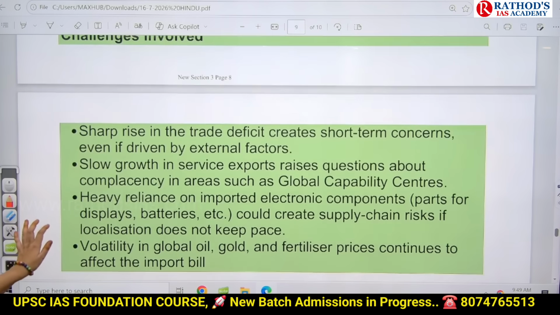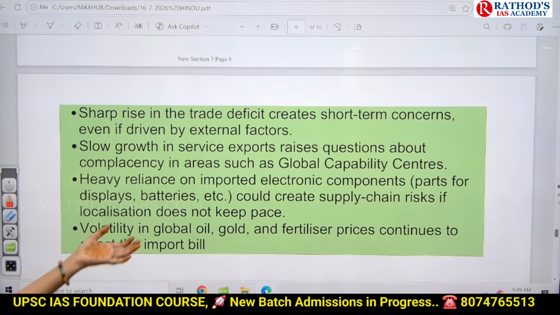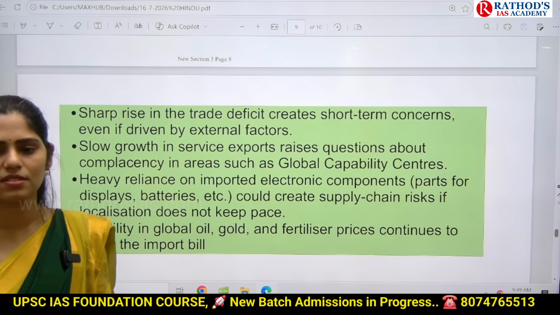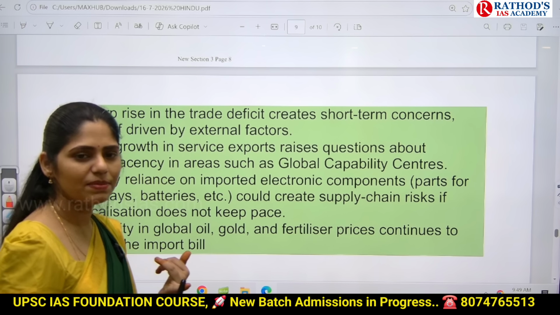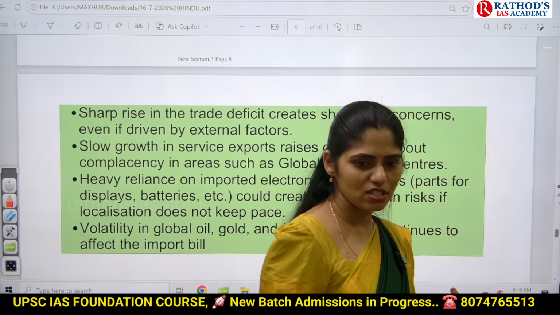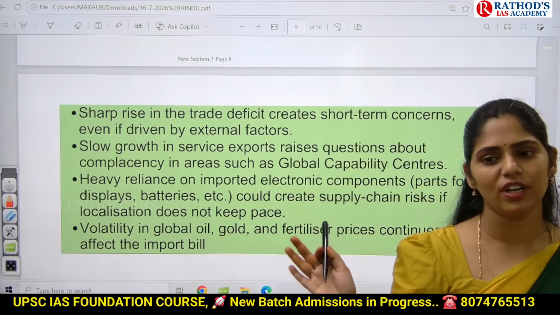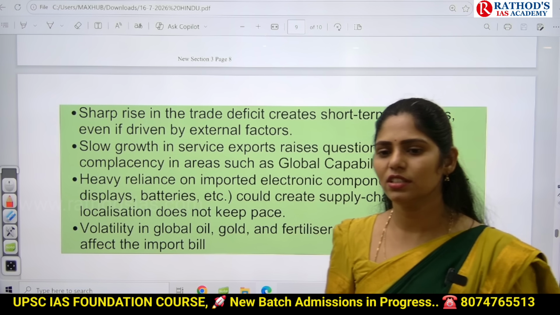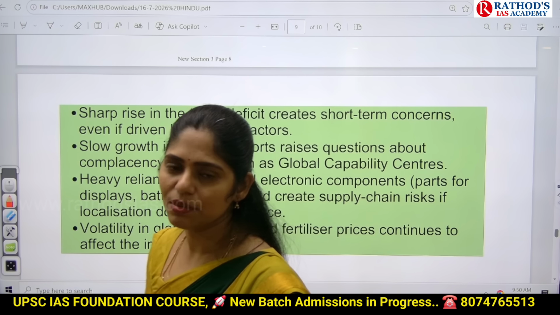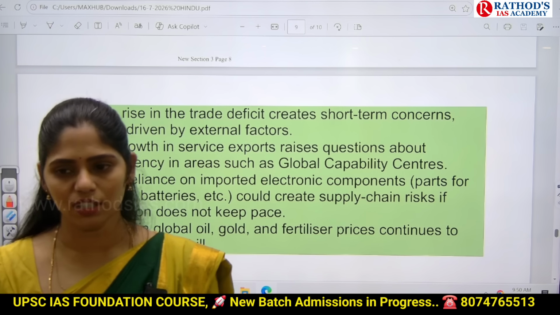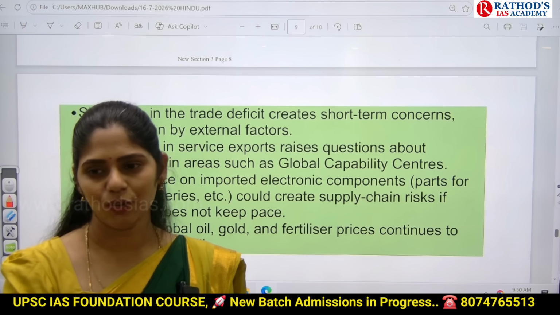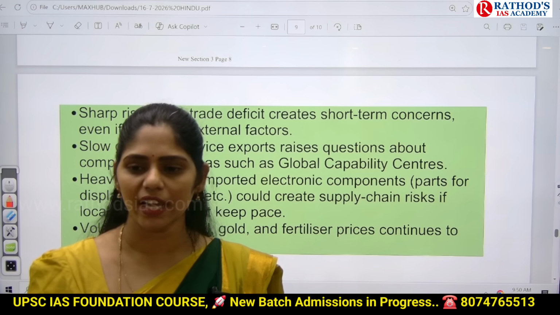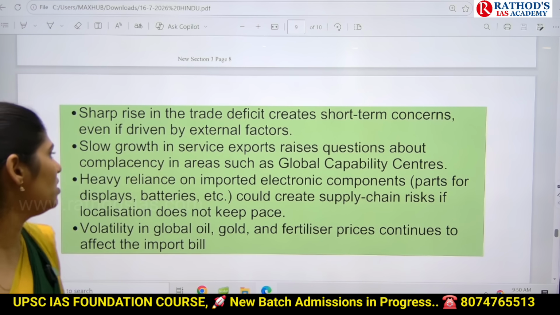Okay, so here mostly our trade is affected by external factors. External factors means nothing but geopolitical concerns or tensions, like the Russia-Ukraine crisis, the West Asian crisis, and the second one is tariffs. The US earlier imposed 50% tariffs on Indian goods. In that way, whatever external factors are there will be impacting Indian trade.